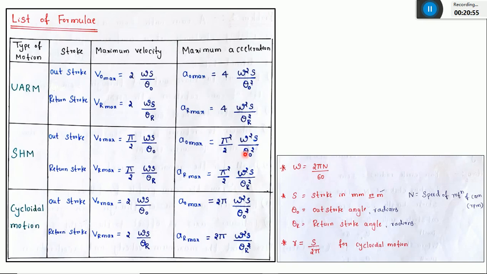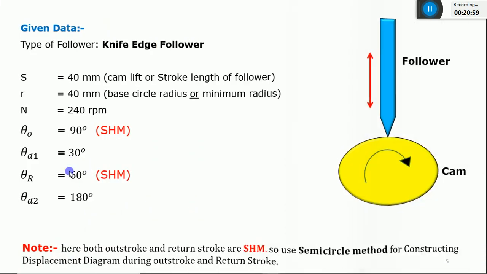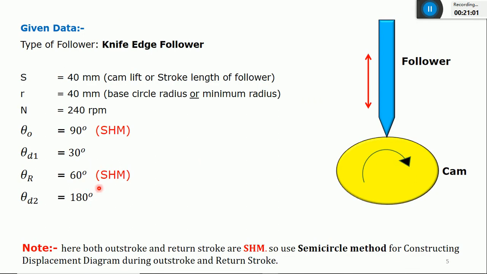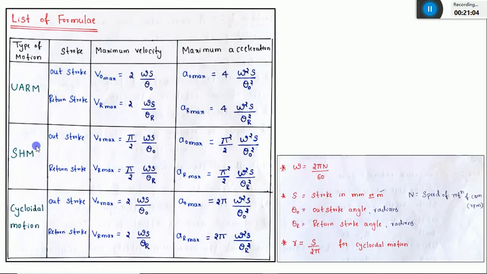And I'll go with the return stroke. The return stroke is also simple harmonic motion. It means again I'll go with this second row. So the maximum velocity during the return stroke and the maximum acceleration during the return stroke. I'll select these four formulas. I noted down this formula so that I can go with the next slide. Wait, sir. Okay, please write down.